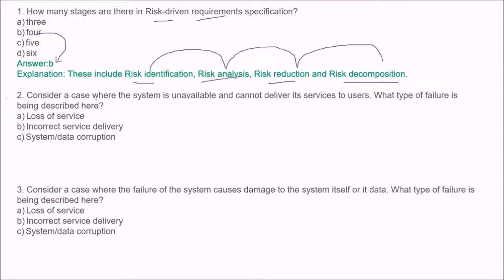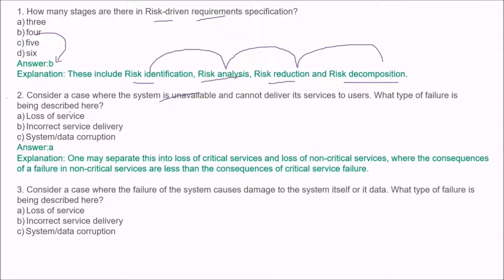Next, consider a case where the system is unavailable and cannot deliver its services to users. So what type of failure is being described here? Loss of service, incorrect service delivery, or system data corruption? The answer is A, loss of service. This loss of service can be divided into loss of critical services and loss of non-critical services, where the consequences of the failure in non-critical services are less than the consequences of critical service failure.